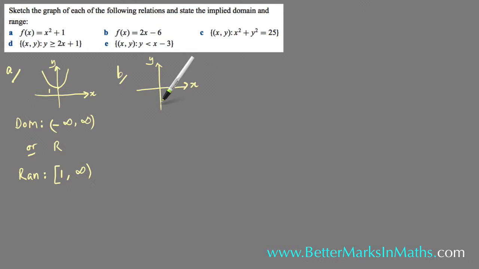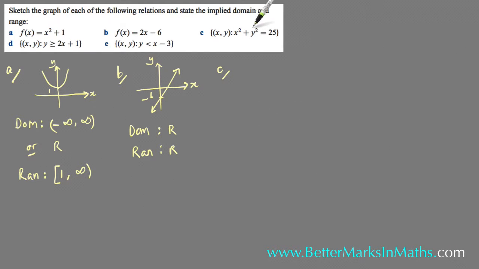So y-intercept of minus 6 is somewhere down here, positive gradient of 2, so it's doing something like that. So that there is minus 6. This way the graph heads off towards minus infinity for both x and y, and this way it's heading up to positive infinity for x and y both. So you could write the domain like this, or you could just say all reals, and the range is also all reals.